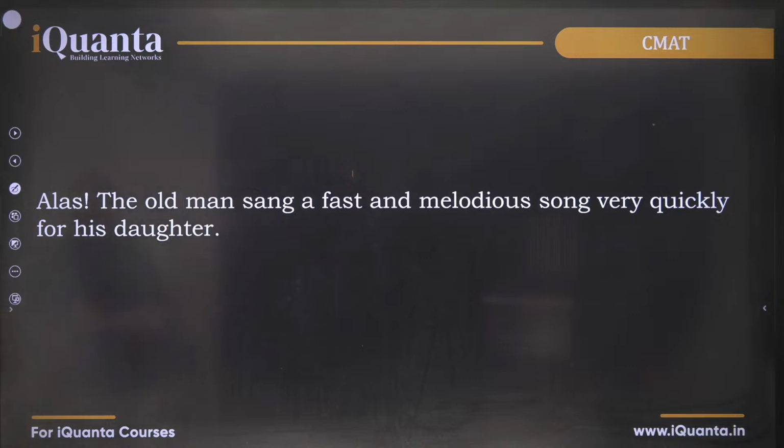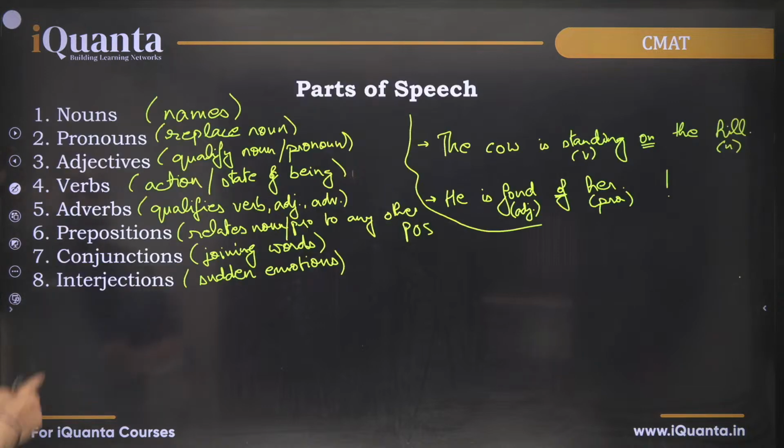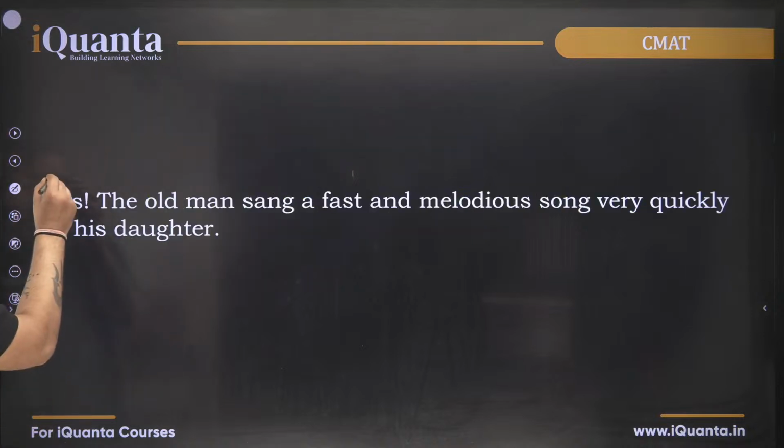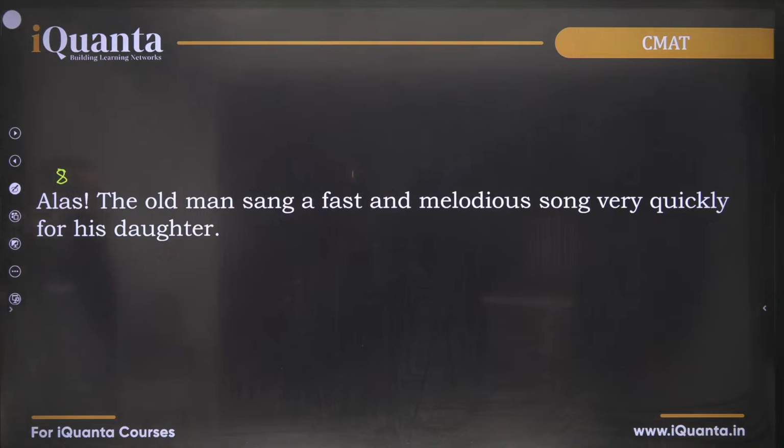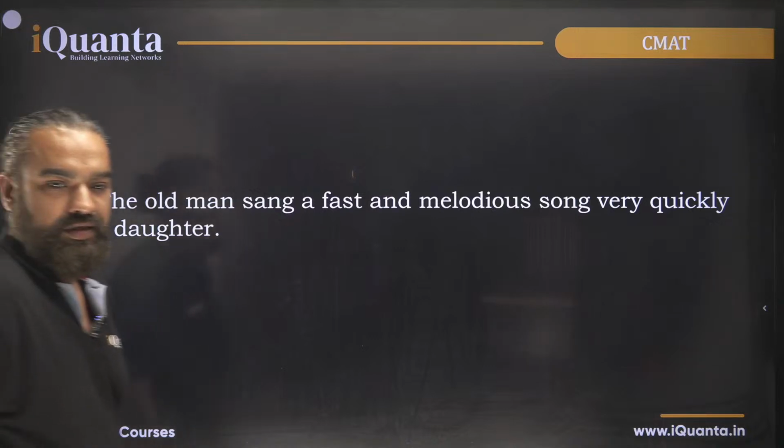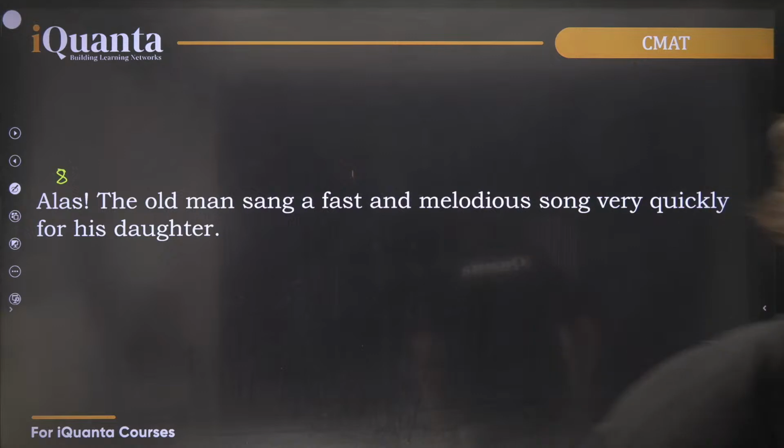All right, let's see. Alas, this is easy. There's an exclamation mark, so alas will be an interjection. What is an interjection? Number 8. What is the? Nobody's told me what the is.